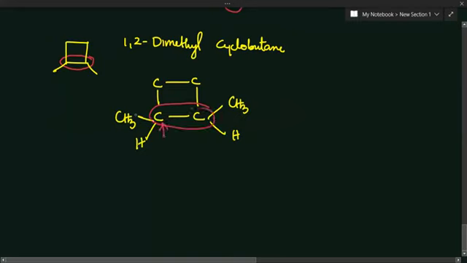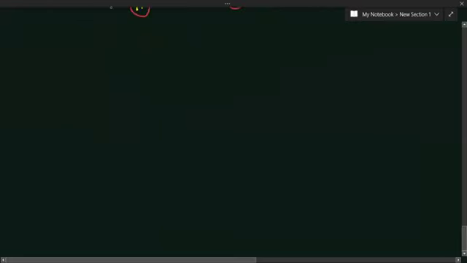This carbon has two different groups. This carbon has two different groups. Therefore, this can show geometrical isomerism. So likewise, I can discuss many more examples.